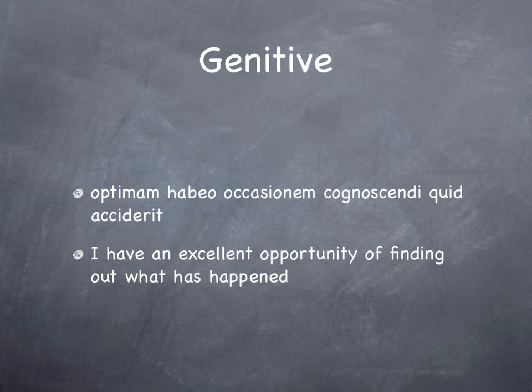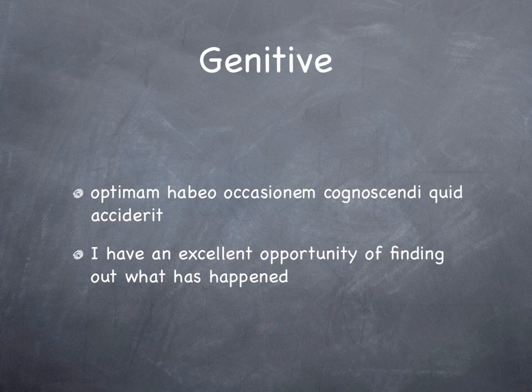The genitive. Optimam habeo occasionem, I have an excellent opportunity of finding out, of learning, quid acciderit, what has happened, cognoscendi, of learning. While we look at it, there is the subjunctive, isn't it? And as you will all know, that is part of an indirect question, as in what has happened. I have an excellent opportunity of finding out what has happened. Anyway, the important word in this sentence for us now is cognoscendi, which is a gerund in the genitive case. I have the opportunity of learning.